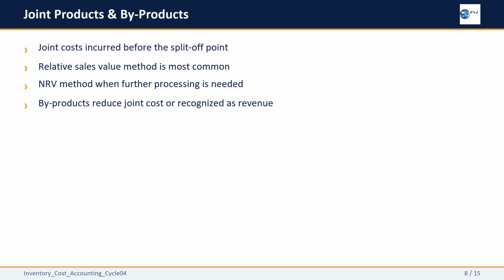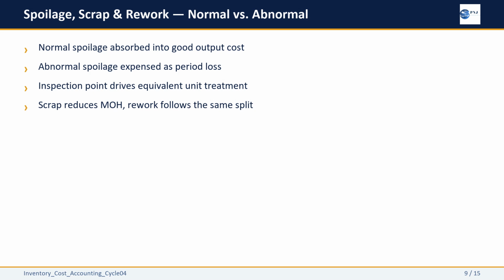Byproducts with only minor value are handled either by reducing joint cost by their net realizable value or by recognizing their revenue when sold with no allocation. Now, not everything that comes off the line is good. This distinction is critical because it decides whether a loss sits in inventory or hits the income statement.